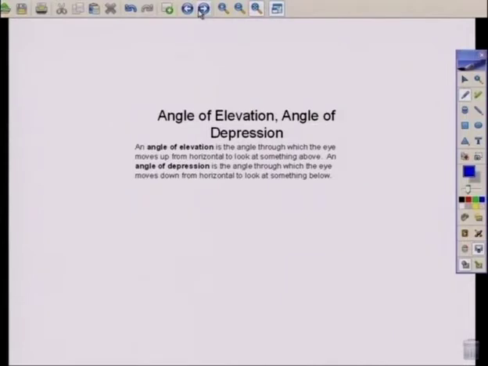Last big concept for today is looking at the angle of elevation and the angle of depression. And what are the definitions here? An angle of elevation is the angle through which the eye moves up from the horizontal to look at something above. So if I'm standing here, here is the horizontal. And if I see a bird, with my mad artistic skills, the angle of elevation is represented by how much above the horizon my sight line is to where the object is that I am looking at.